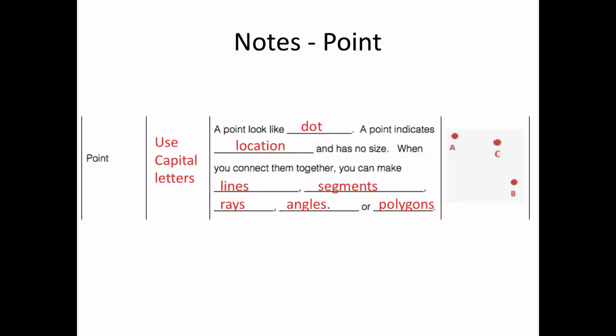Key things: use a capital letter. A point looks like a dot, but it's actually an exact location. And use capital letters. Your notes can look however you want them to look, as long as you make sure you get this information. Hopefully you will print out your notes next time, and then they will look exactly like this. Make your life a lot easier.